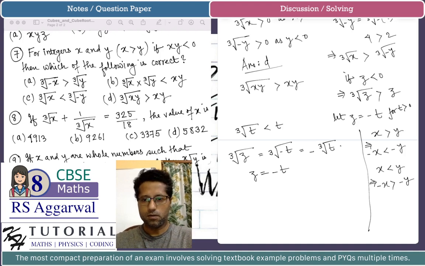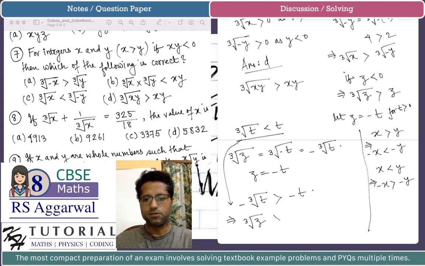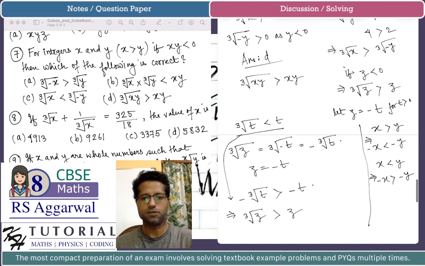Now we know that for any positive t, cube root of t will be less than t. If you take the negative of both sides, we can say negative of cube root of t will be greater than negative of t. What is negative of cube root of t? That is cube root of z. And what is negative of t? That is z. So we just proved that cube root of z will be greater than z. Okay, so this was question number 7.